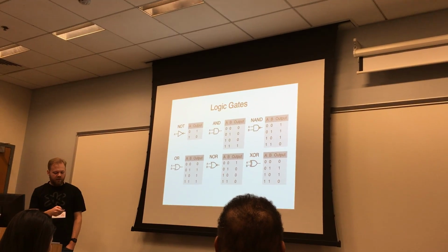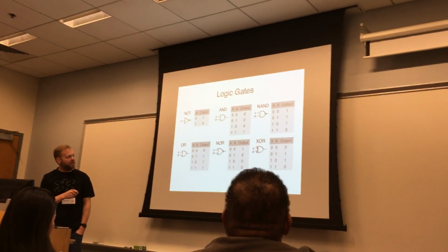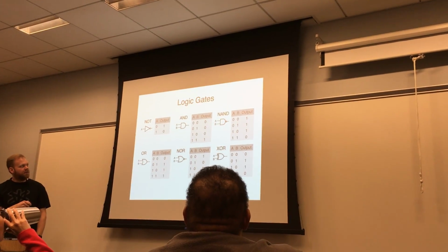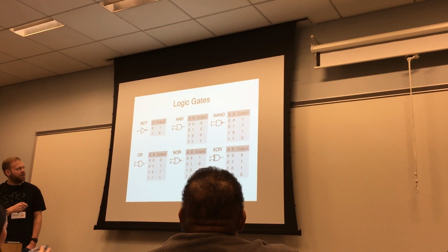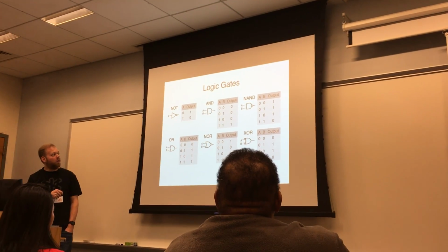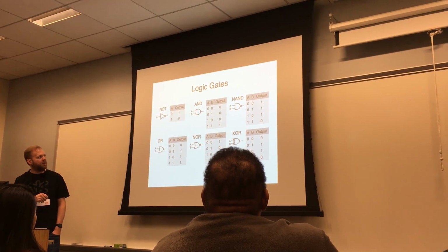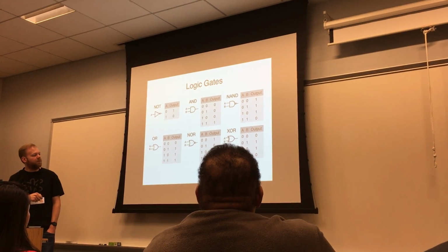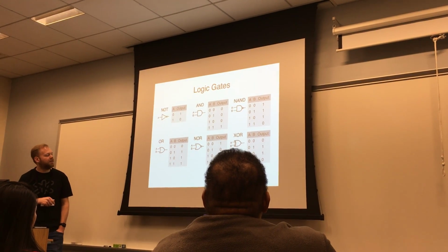And then you take some inputs. In this first case, there's only one input. In all the other ones, there are 2 inputs, A and B, but the first one only has 1. And then there's always one output. That's your output. Left side is the inputs, right side is the output in each of these.